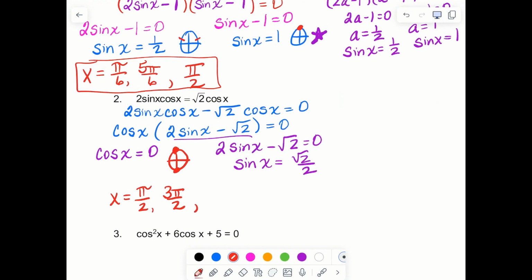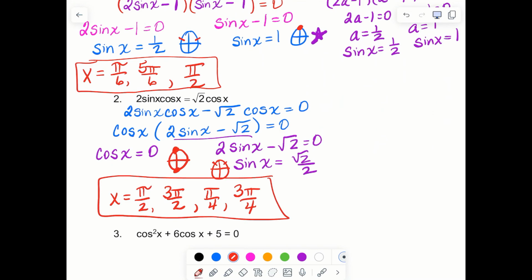And then where is sine square root 2 over 2? Again, sine is positive. Those are the pi over 4s. So I'm going to list the pi over 4s in quadrants 1 and 2. And I have 4 answers.